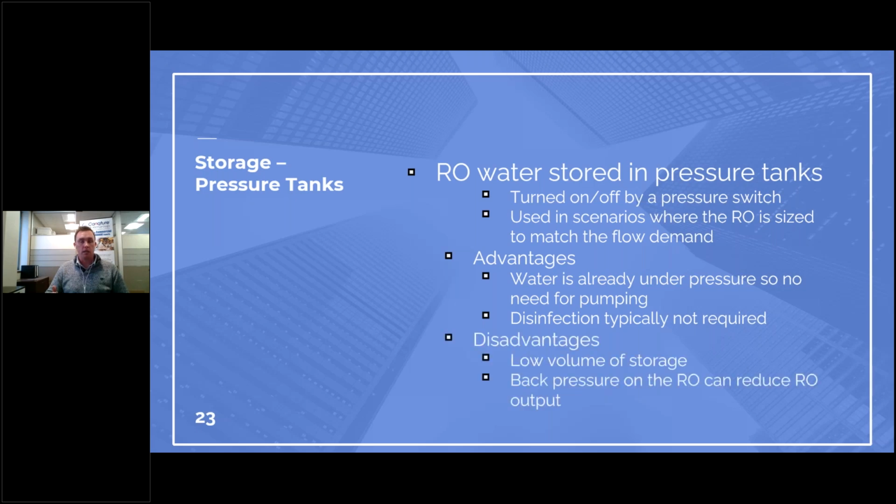Disadvantages is that in comparison to atmospheric, you've got low volume of storage unless you want to bank a whole pile of pressure tanks, but that gets expensive. And then the back pressure that the pressure tank is adding can reduce your RO output. But usually that's not a huge concern because once again, we're making sure that the RO is sized to match that back pressure.